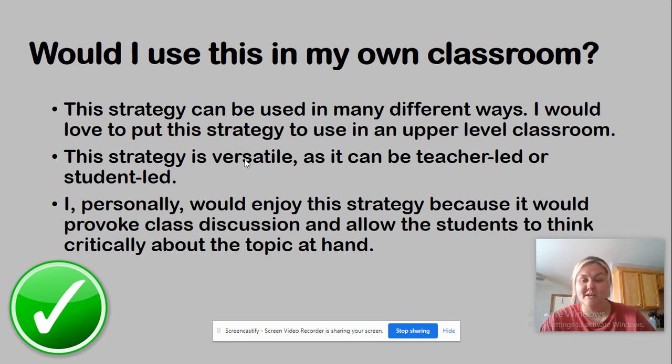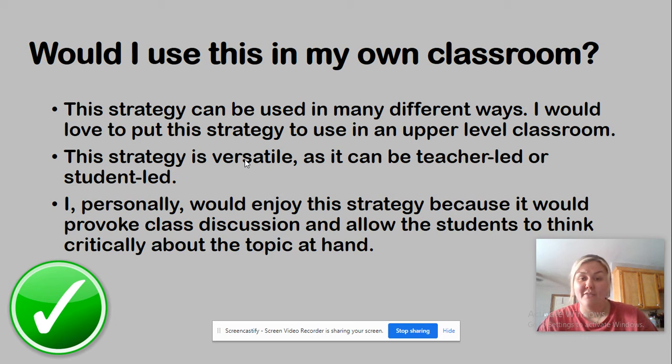Would I use this in my own classroom? I would, personally. I just finished my first year in fourth grade, and after reading some more about this, I would find myself using it. I think it would have gone over extremely well with my students. I really liked that it can be used in so many different ways.